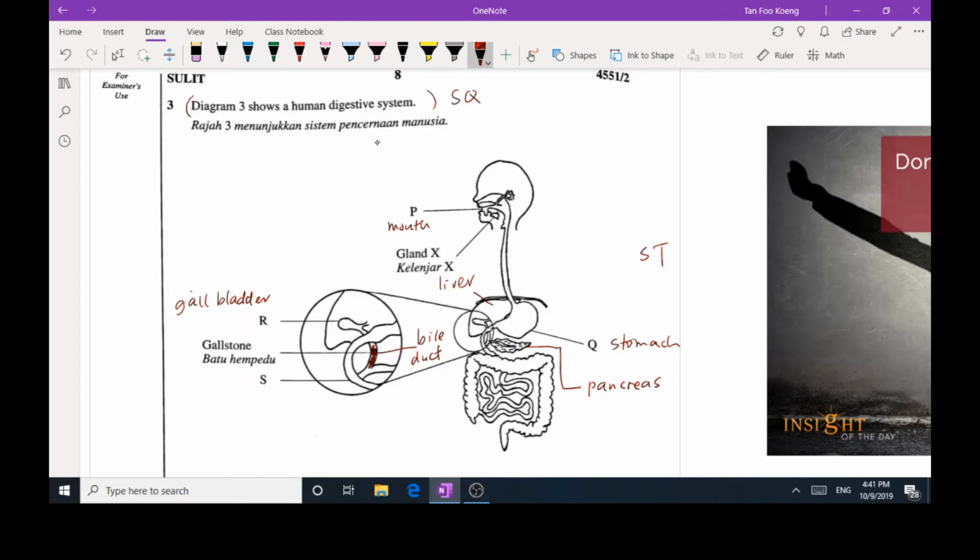And then after the duodenum, we have the small intestine, followed by the large intestine, and then the intersection between the small intestine and large intestine is the appendix. So finally the undigested material is stored temporarily in this part known as the rectum. So when the rectum is full, then we have the sensation to answer the call of nature.